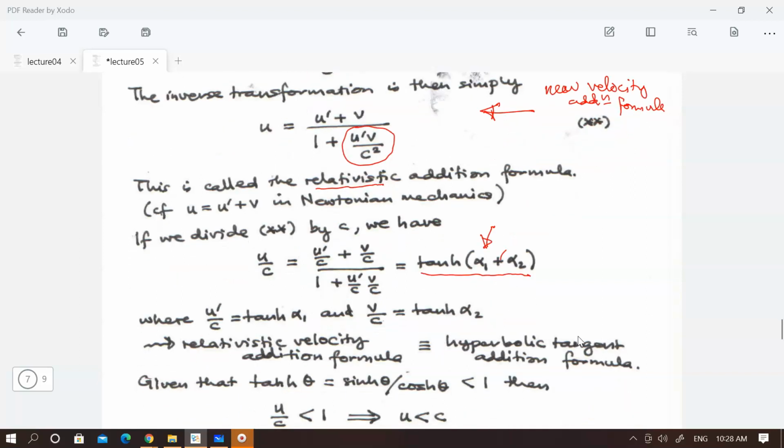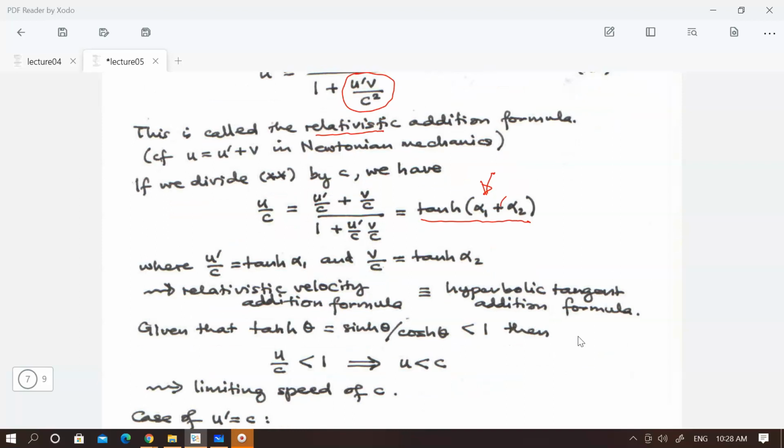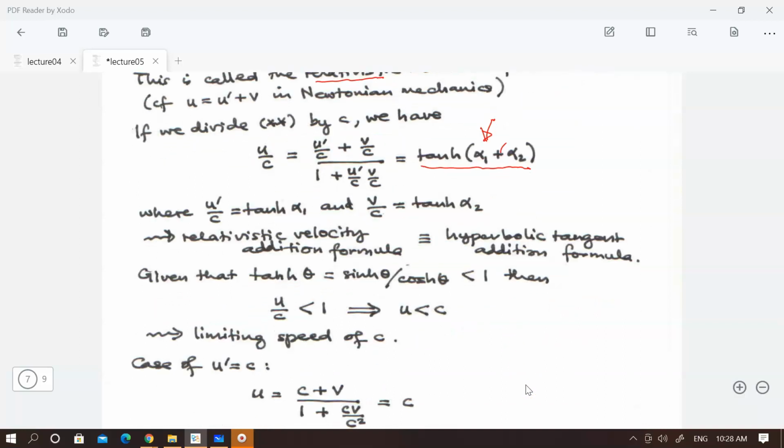So in other words, if you're looking for some kind of simplicity in this relativistic addition formula for velocities, it's actually inside your hyperbolic tangent. Here again, most of the time you can check that what you see is almost equal to the case of Newtonian mechanics.